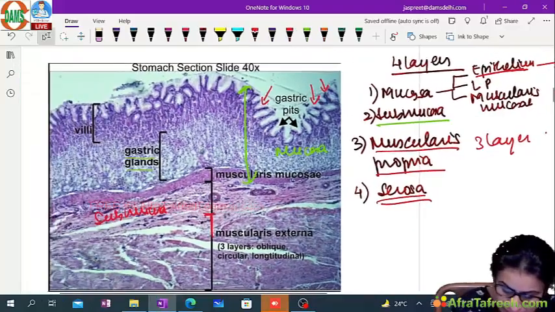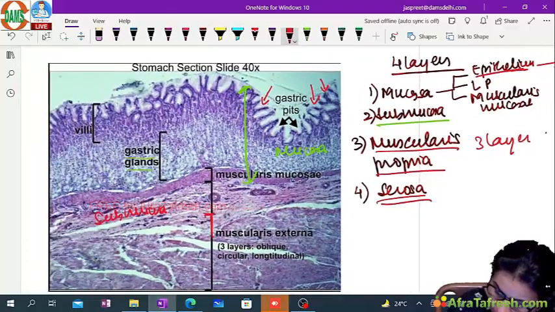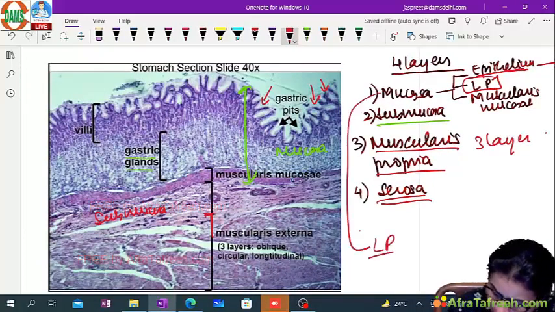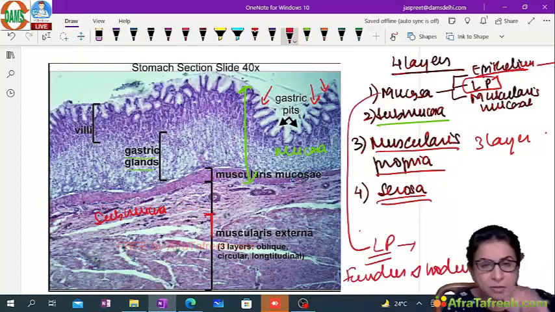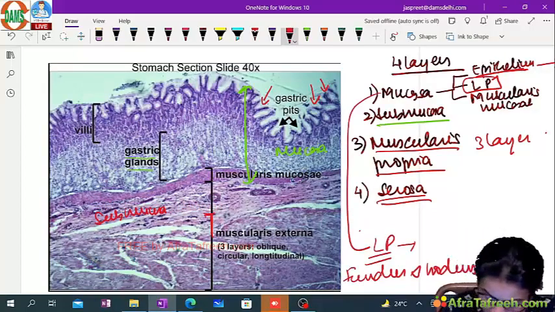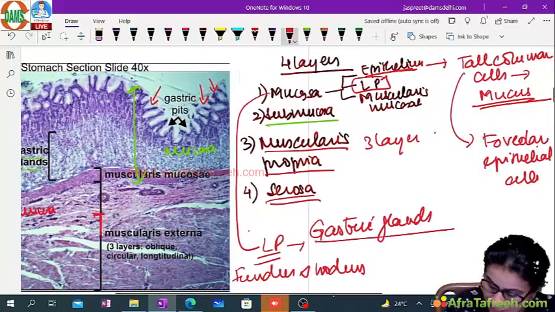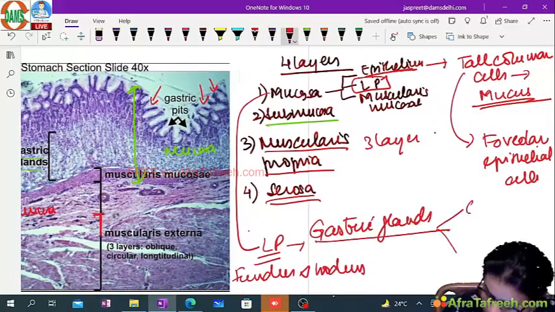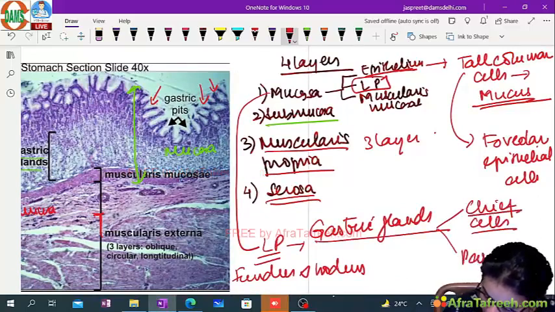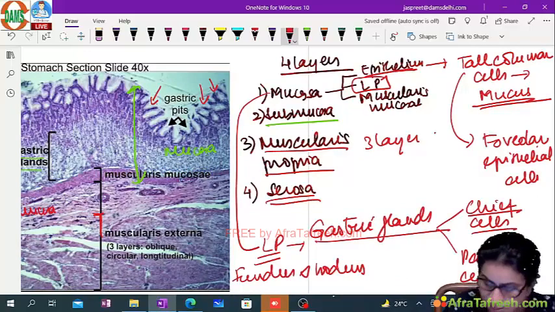Then second, in the lamina propria of the mucosa of the stomach, in the fundus and body of the stomach, if you look at the histology, we have these gastric glands. You already know this. These gastric glands contain chief cells and parietal cells.